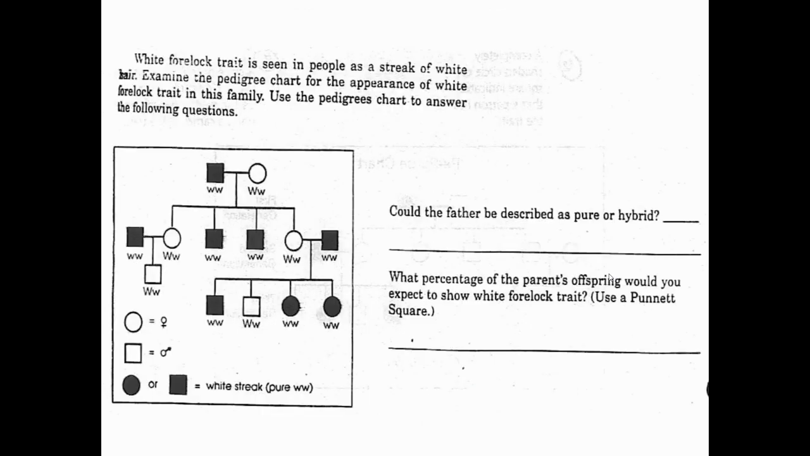Okay. White forelock trait is seen in people as a streak of white hair. Examine the pedigree chart for the appearance of white forelock trait in this family. Use the pedigree chart to answer the following questions. Could the father be described as pure or hybrid? Pure, because it's homozygous recessive. What percentage of the parent's offspring would you expect to show white forelock trait? Use a Punnett square and you'll figure out it will be 50%.